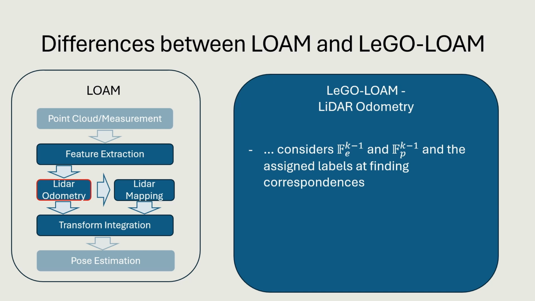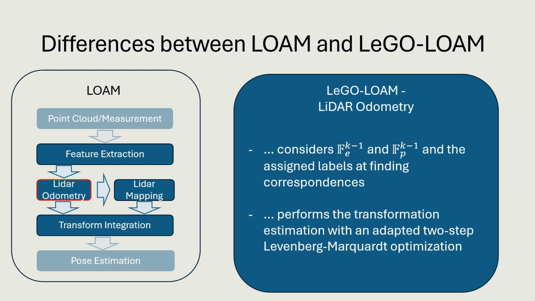For the actual matching procedure and the determination of the pose-transformation parameters, both systems apply the Levenberg-Marquardt optimization method. LeGO-LOAM, however, executes this optimization in two steps and processes the planar and edge features one after the other, while LoAM combines all the feature correspondences in a single distance vector.